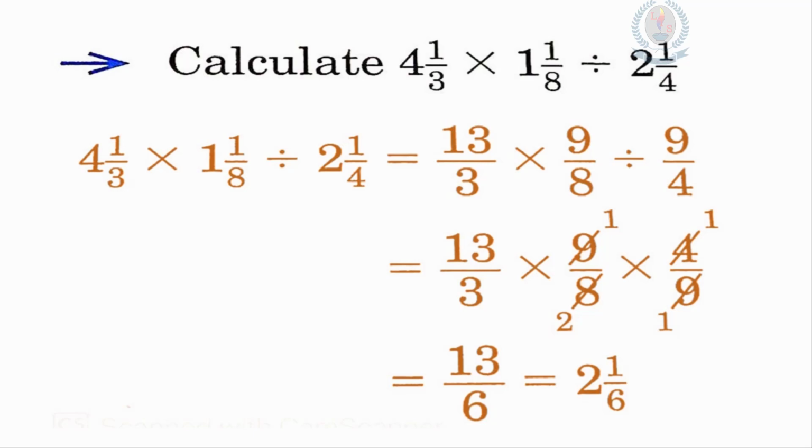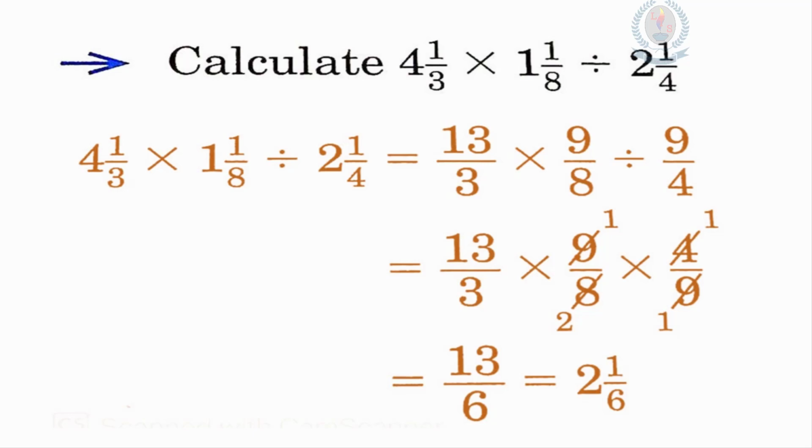So here are two operations. One is multiplying and the second one is dividing. According to BODMAS, you have to do the division first. So I am taking 9 by 8 divided by 9 by 4. When I am taking these two fractions, the second fraction is 9 by 4, so I turn this one upside down. 9 by 8 multiplied by 4 by 9.